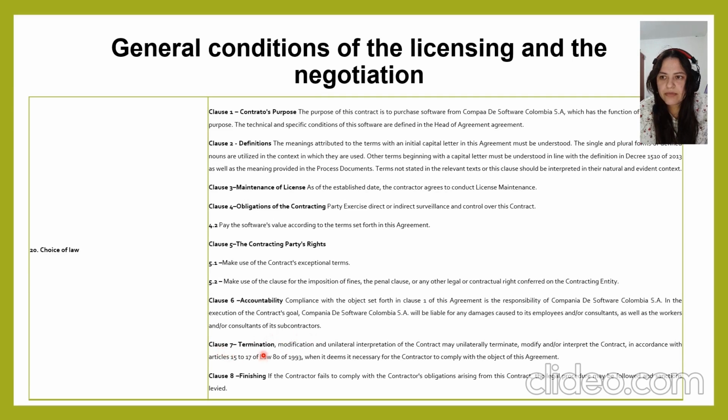Clause 7. Termination, modification and unilateral interpretation. The contract may be unilaterally terminated or modified. In accordance with Article 15 of Law 80 of 1993, when it is necessary for the contract to comply with its object. Clause: finishing the contracted work to comply with the contractual obligations arising from this contract. The legal procedure will be followed before annexation levels.